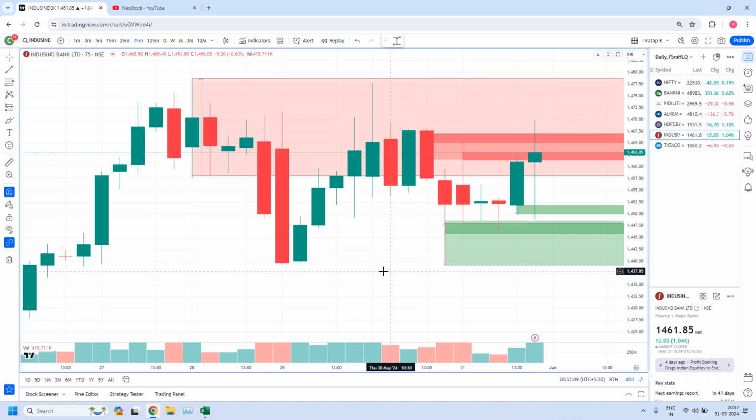stocks. So the main goal of today's session is to make you understand how to get the best trades apart from evaluating the high liquidity zones generated yesterday.